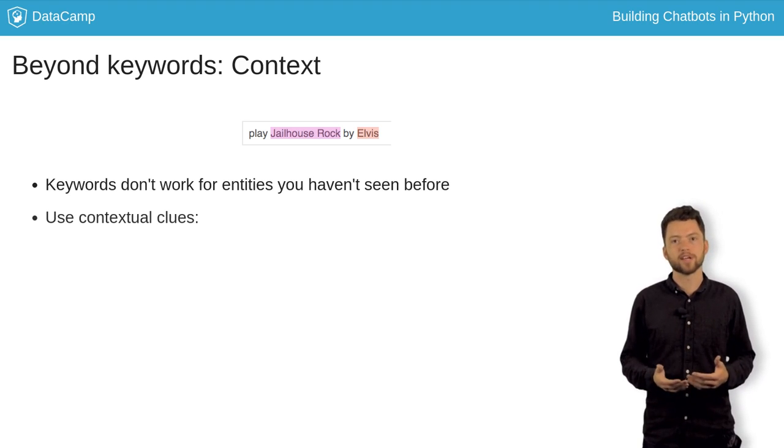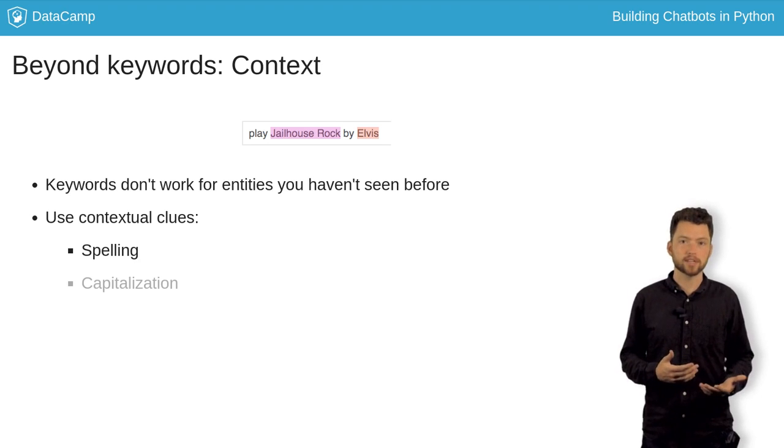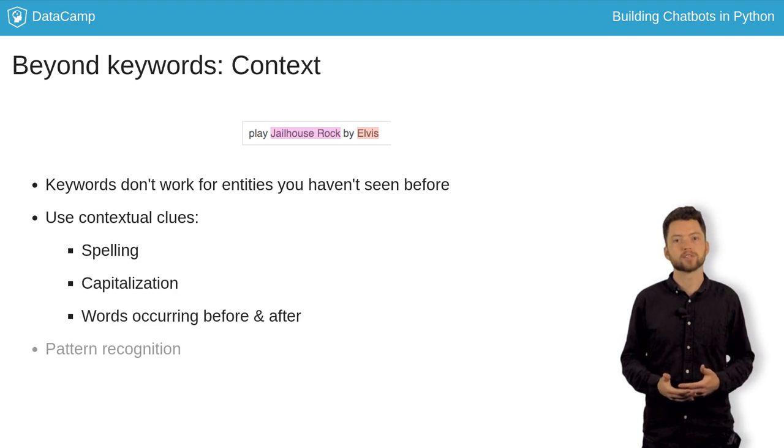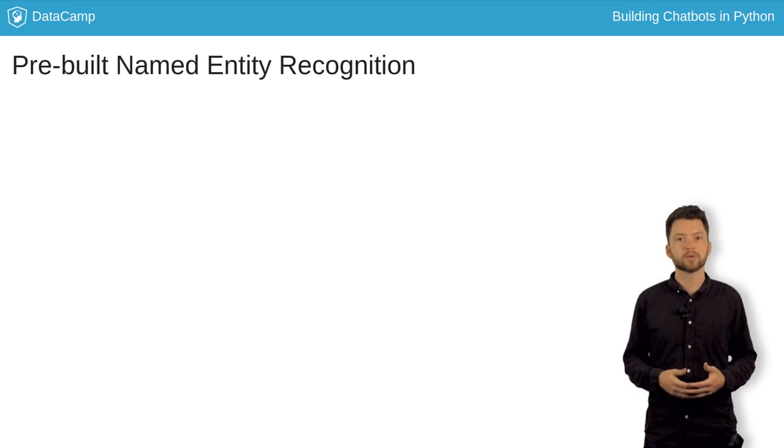In order to generalize, we can look at how a word is spelled, whether it's capitalized, and which words occur before and after it. This is also a pattern recognition problem, and one we can use machine learning to solve. Through the spaCy library, we have access to existing models built using large amounts of training data. When you have the option, it's a great idea to use these.